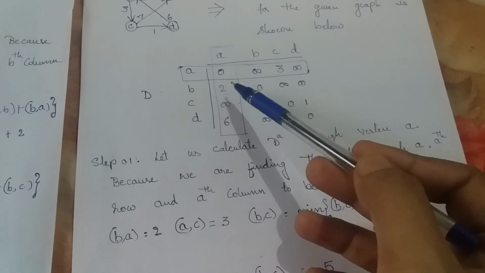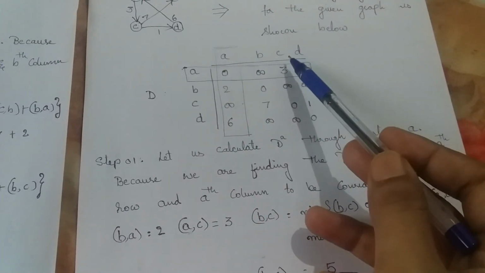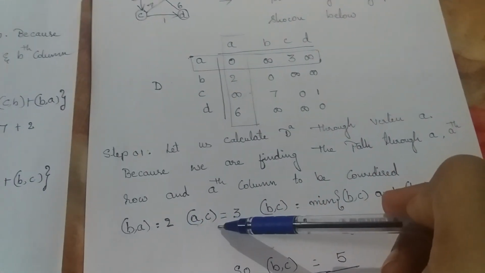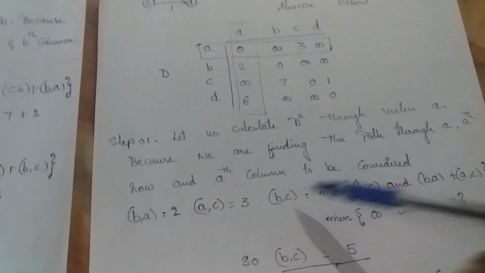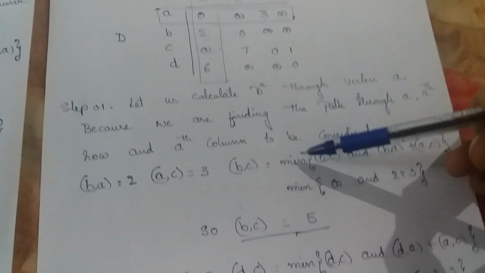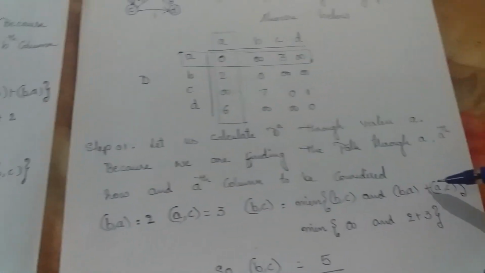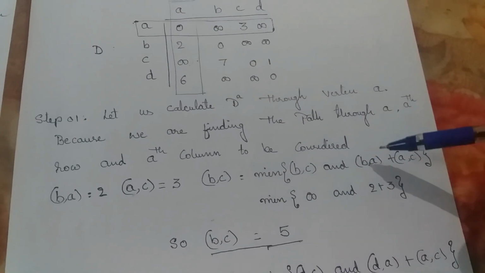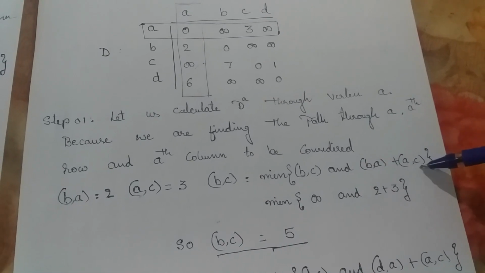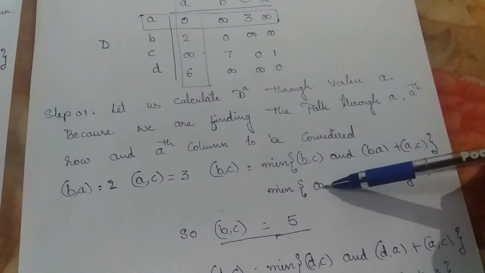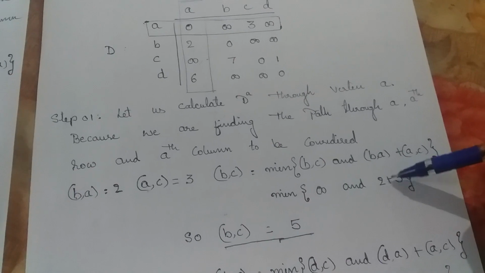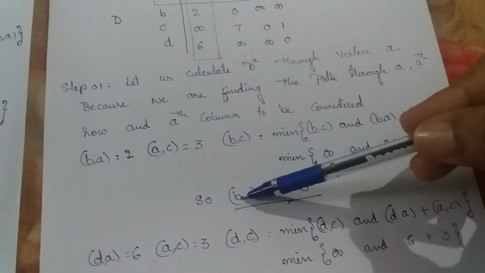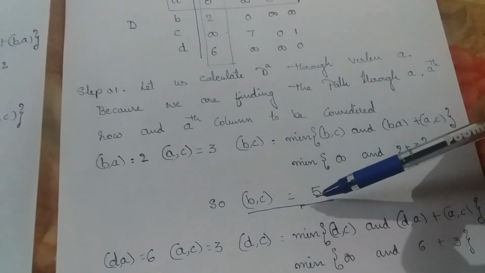Then A to C there is a path, I have written the vertex C. By applying transitive closure you will get B to C. So I have to find the minimum of B to C and B to A plus A to C. B to C is infinity, B to A is 2 and A to C is 3. So I have to find the minimum of these two, and the minimum is 5. So I am setting the path B to C as 5.